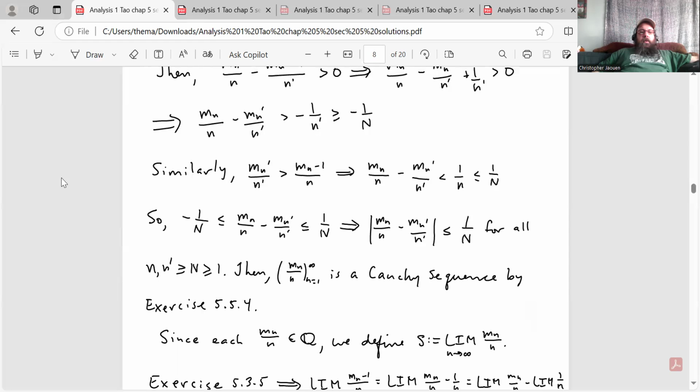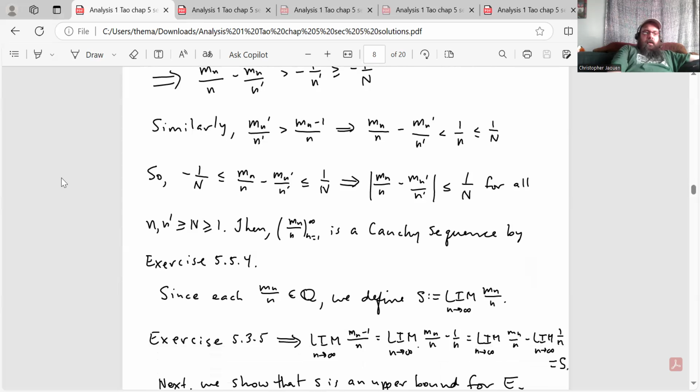So that means that negative 1 over capital N is less than or equal to m sub n over n minus m sub n prime over n prime, which is less than or equal to 1 over capital N. And that implies that the absolute value of m sub n over n minus m sub n prime over n prime is less than or equal to 1 over capital N for all n prime greater than or equal to capital N, which is greater than or equal to 1. Then the sequence of m sub n over n, n going from 1 to infinity, is a Cauchy sequence by exercise 5.5.4. We did that one a few minutes ago as well, so I'll skip showing you that.